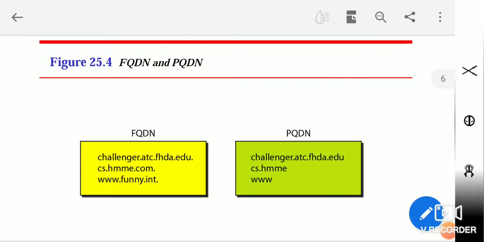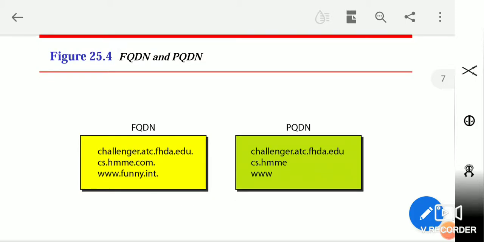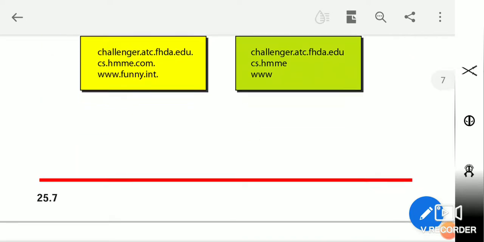www: if you type www, definitely you are not going to get anything in your browser, right? So this is called a partially qualified domain name. Okay, so a complete domain name, for example www.google.com, is a proper domain name. www.google, that is not a proper domain name, right? So this is called fully qualified domain name and partially qualified domain name.